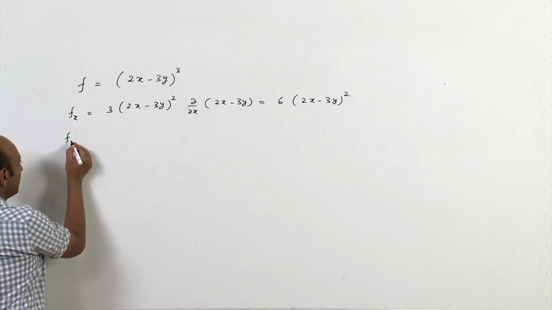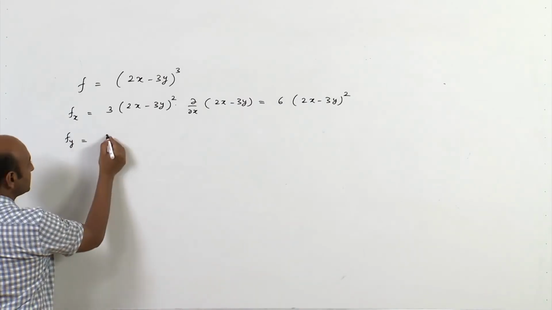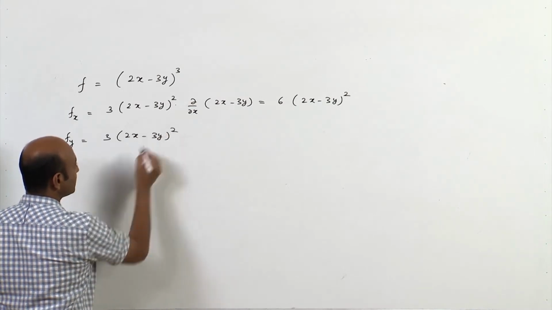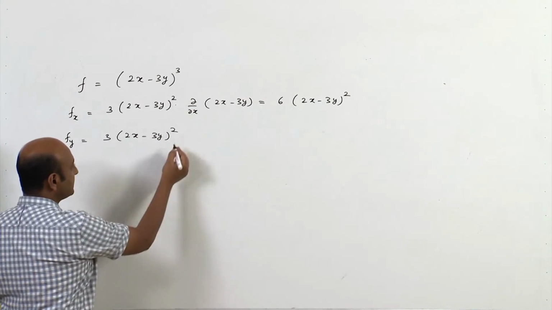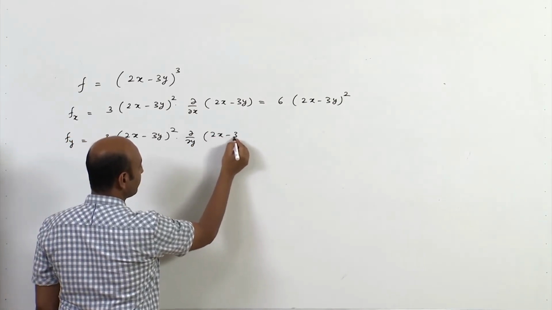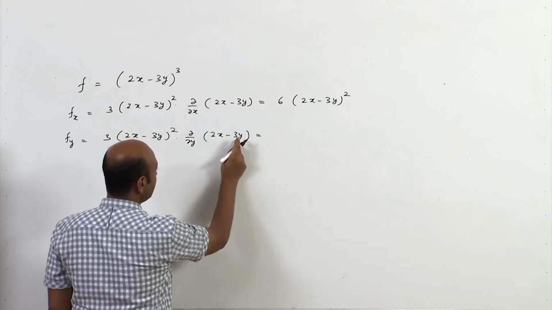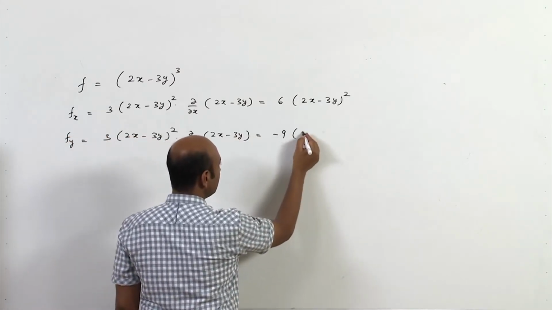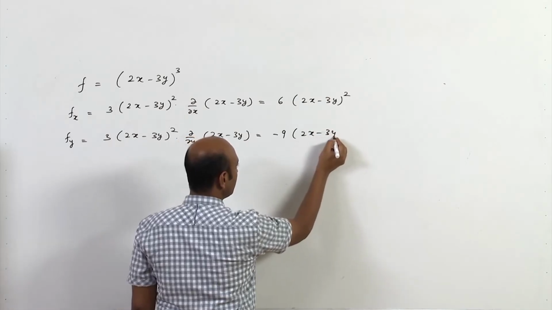And f y is similarly 3t square, where t is 2x minus 3y, and it is del by del y of t again, which is minus 3. Minus 3 into 3 is minus 9, so minus 9 (2x minus 3y) whole square.